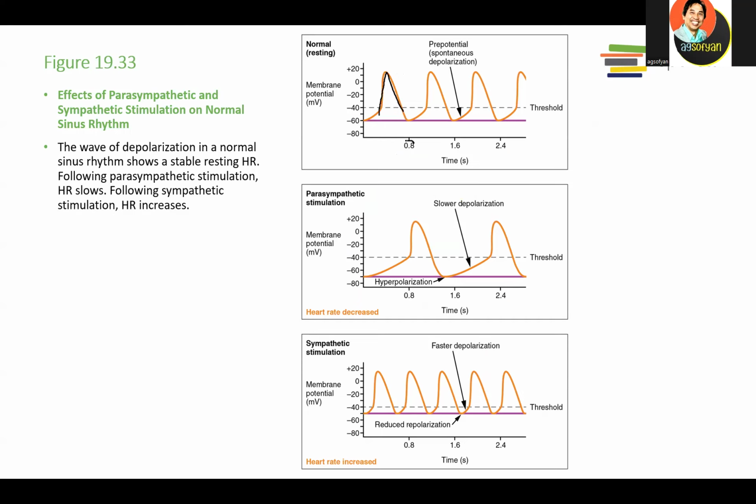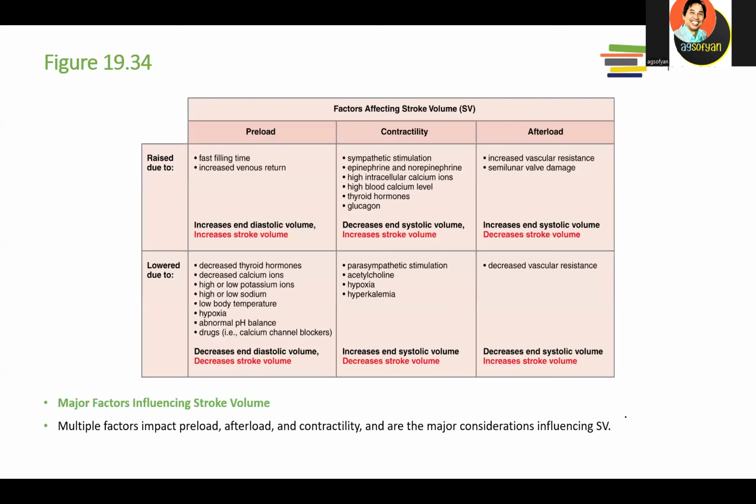So every 0.8 second cycle. But when we relax a little bit, the parasympathetic stimulation will make the contraction become slower and slower. But if we get angry or exercise, the heart contraction will be faster. Less than 0.8 second per cycle. These are some factors that make our heart faster or slower.